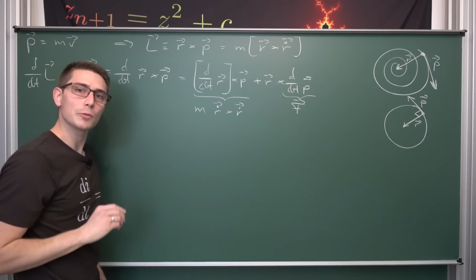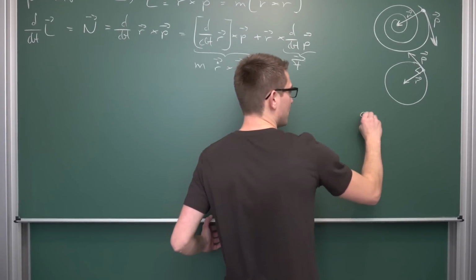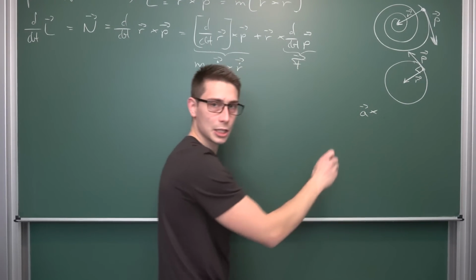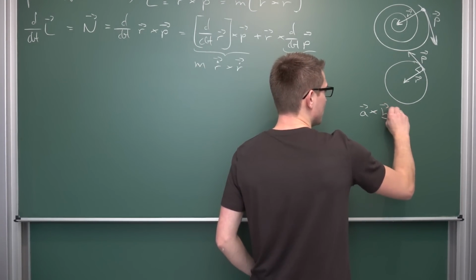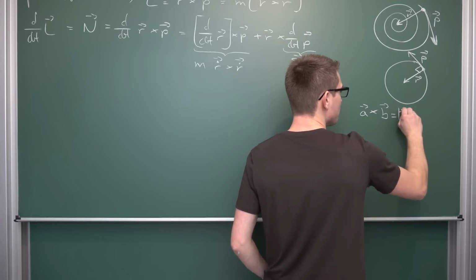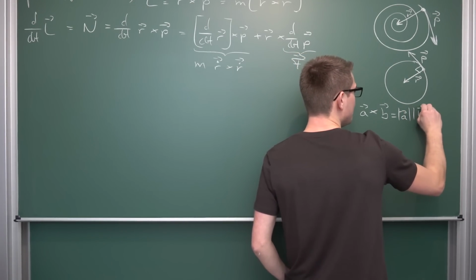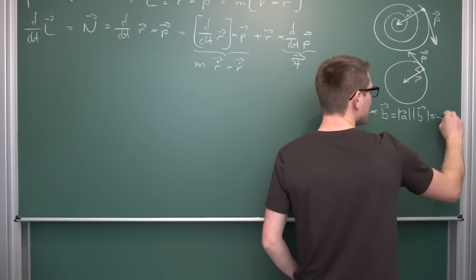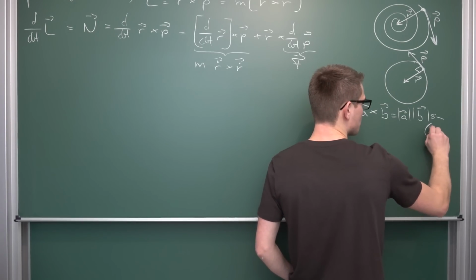Now here's a little bit of prerequisite. If we have a vector a, and then in the cross product with the vector b, this is going to result in the absolute value of a times the absolute value of b multiplied with the sine of the angle enclosed by a and b.